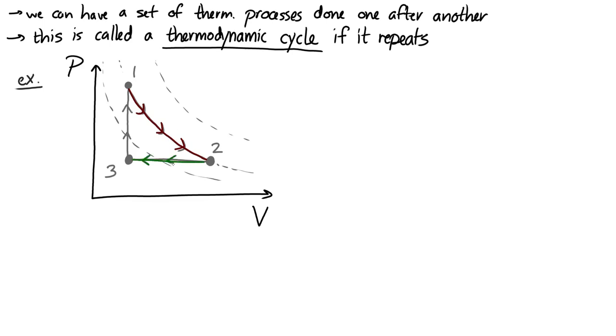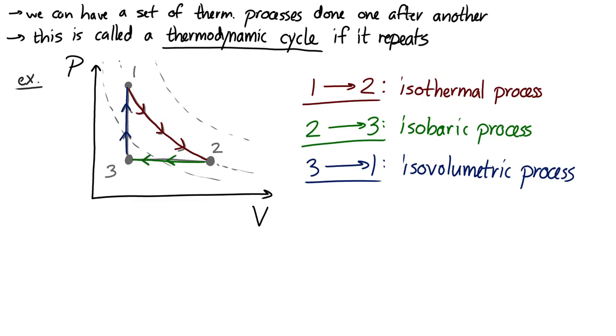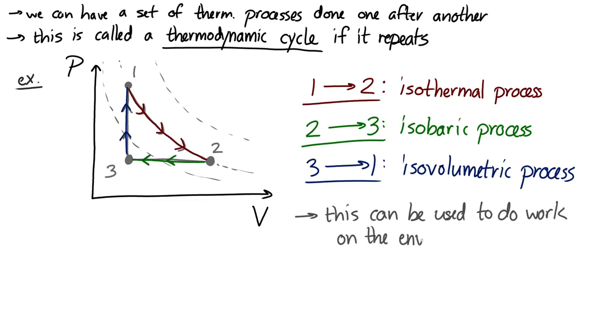All right, now that I've returned to state 1, I could repeat the cycle again and again and again. So from 1 to 2, that's an isothermal process. From 2 to 3 here, that's isobaric. And from 3 to 1, that's isovolumetric. Turns out, if you do these cycles, well, it can be used to do work on the environment.